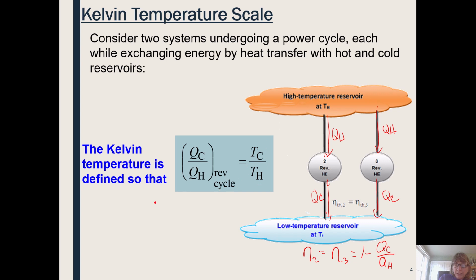And the other thing to keep in mind is that this only works if QC doesn't equal 0, and the low temperature cannot equal 0 Kelvin. This would violate the Kelvin-Planck statement. Due to the Kelvin-Planck statement, we can't have QC equal 0, right? We have to have both temperature reservoirs. If QC was equal to 0, no heat leaving our reversible engine, that violates the Kelvin-Planck statement.